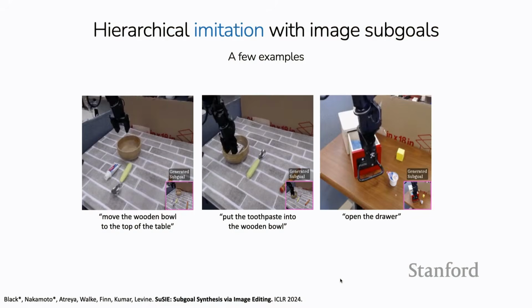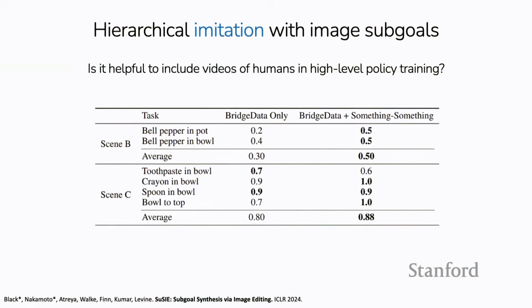Cool. And then for this sort of thing, you can also do a comparison on whether it is helpful to include those unlabeled videos for training the high level policy. If you only use robot data, you get performance that looks like this. And if you add videos of humans for training the high-level policy, you get an increase in performance compared to just using the robot data to train the policies.